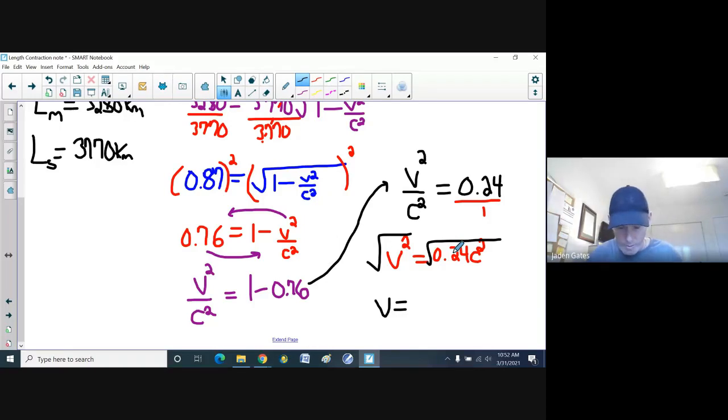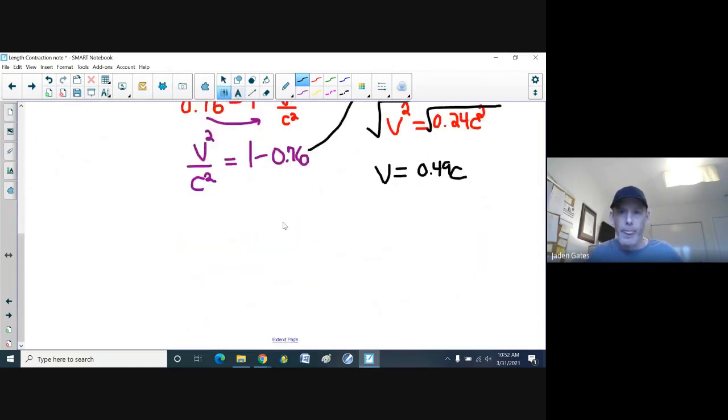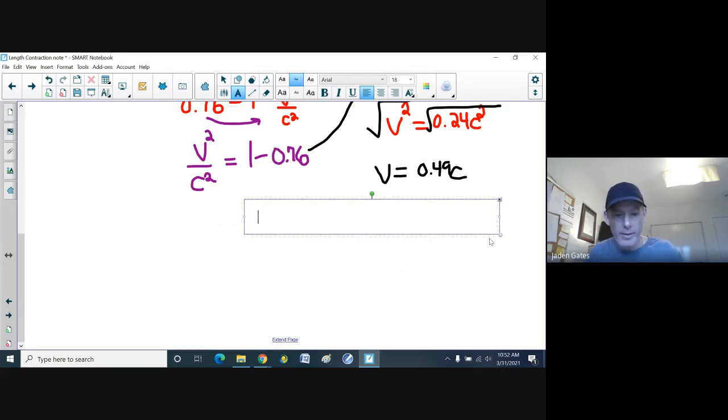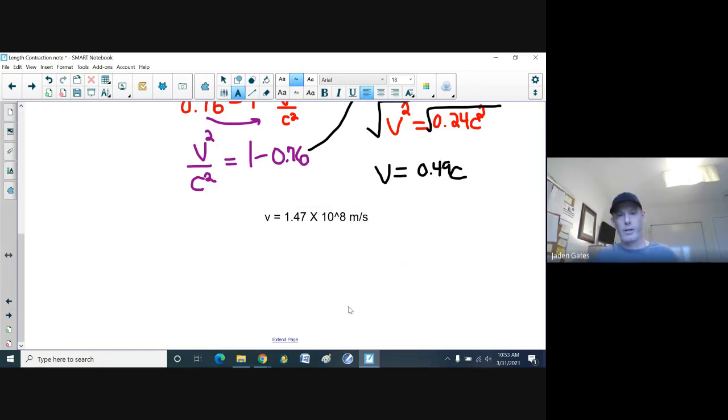Well, square root C squared is no problem. Square rooting 0.24, again to 2 decimal places, I get 0.49. And then again, square rooting C squared, I get just C. Again, I know what C is: 3 times 10 to the power of 8. So my velocity, I take my 0.49, I multiply it by 3 times 10 to the power of 8, and I get 1.47 times 10 to the power of 8 meters per second.